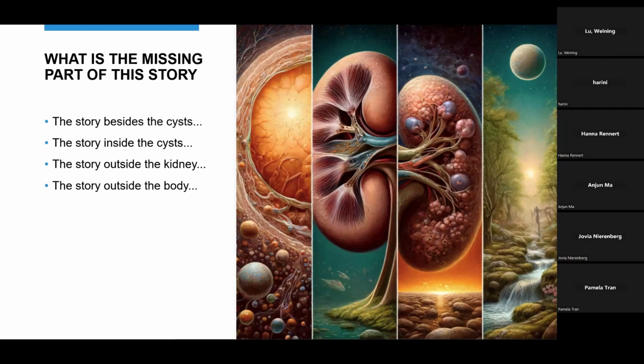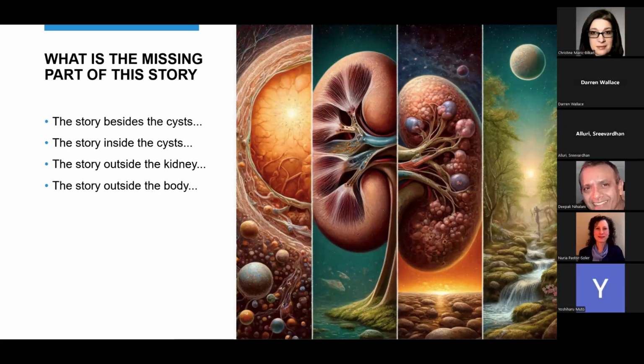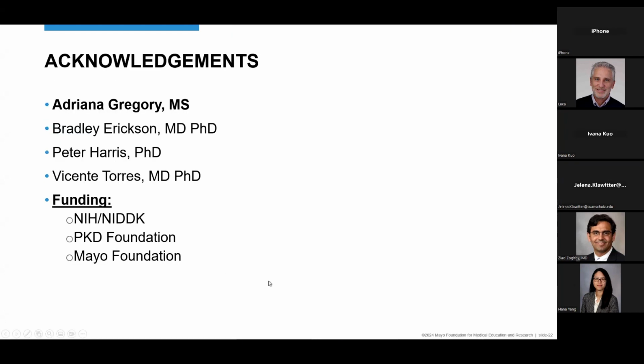So what I was hoping to talk through together is, what do we feel is the missing part of the story? Is it the story besides the cysts? Is it the story inside the cysts? Is it the story outside the kidney? Is it more important that we start investigating the extra renal manifestations, or is it potentially the story outside the body as well?